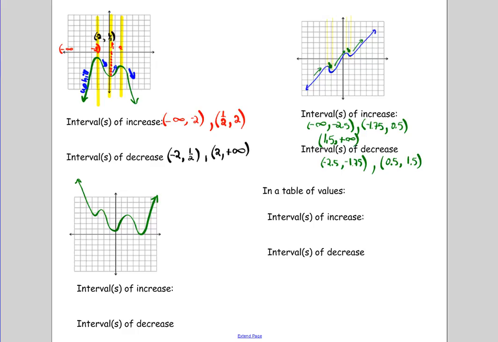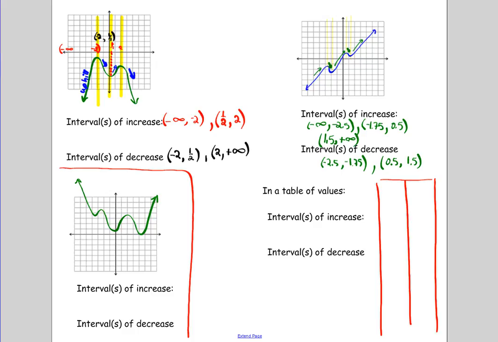Now, I'm going to let you guys do this one on your own. On a table of values, if we were looking at intervals of increase and decrease, we would need to pay attention to where things are changing. Maybe my x values don't change, like 6, 5, 4, 3, 2, 1, 0, 1. But what's going on with my y values is maybe I have -1, -2, -3, -2, -1, 0, -1, -2.